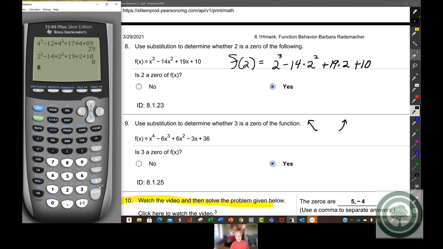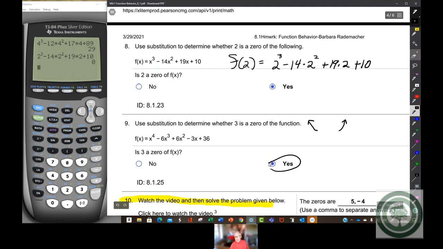And that is zero. So that's why the answer is yes here. It's because, wrong problem. Helps to be on the right problem. That's because this equals zero. A zero makes the function equal zero when you plug it in for the x's. That's how you know what a zero is.